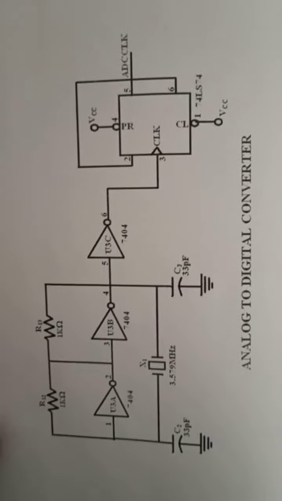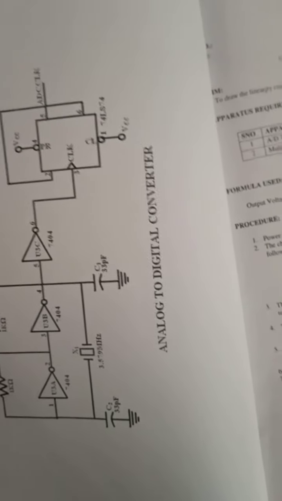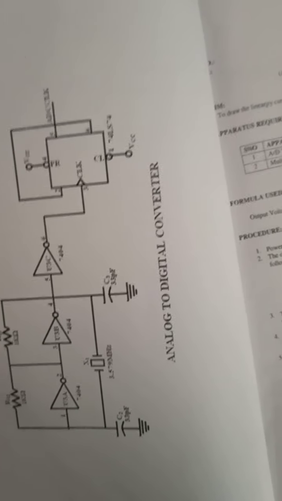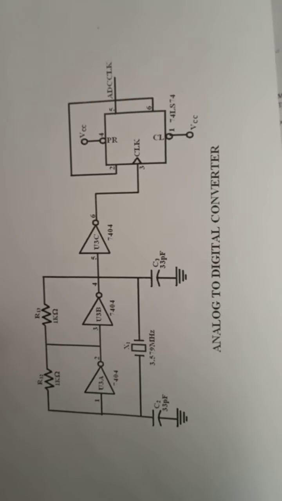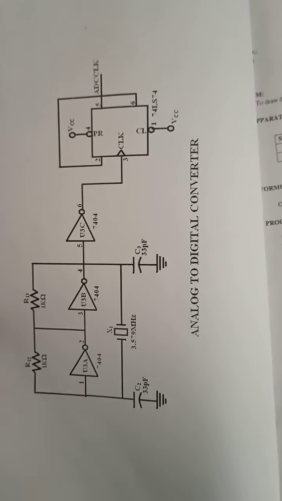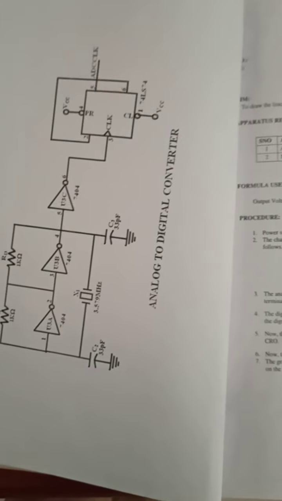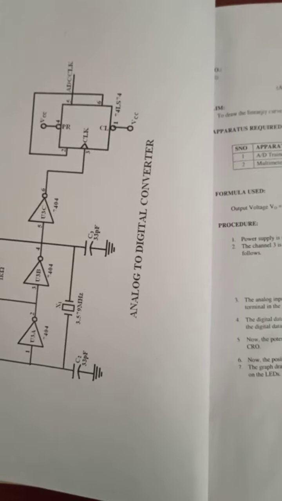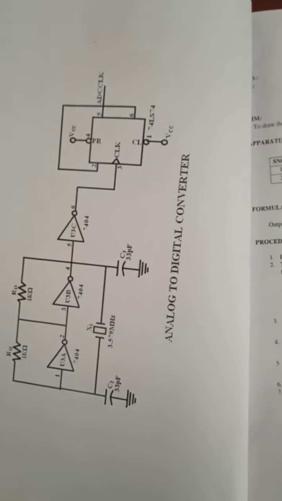Okay, so this is the basic circuit for the analog to digital converter. The basic circuit consists of 7404 ICs, converted to a flip-flop arrangement. This circuit is used to convert analog to digital. The analog to digital conversion is done by taking sampling rates at a particular interval and converting that sampling rate into its equivalent 0 or 1 digital discrete values.